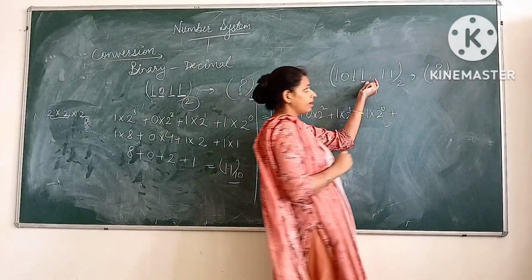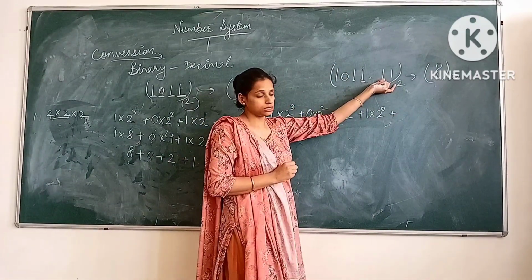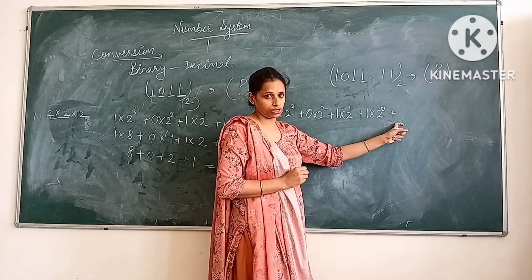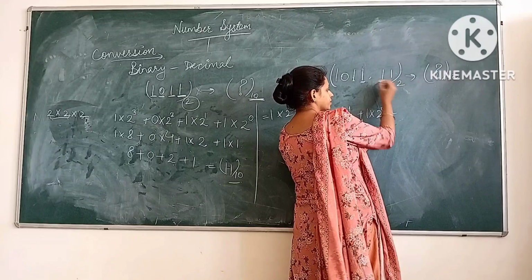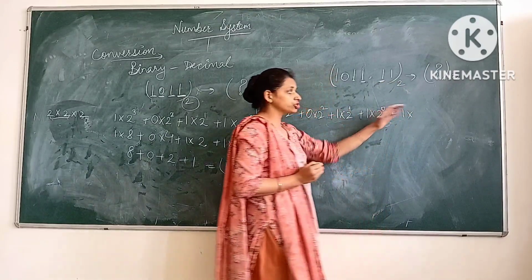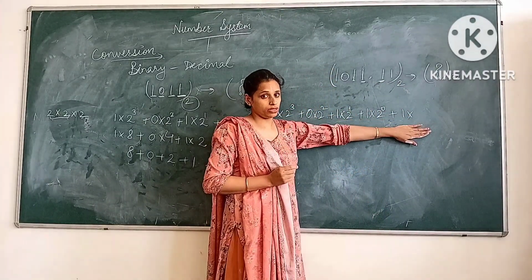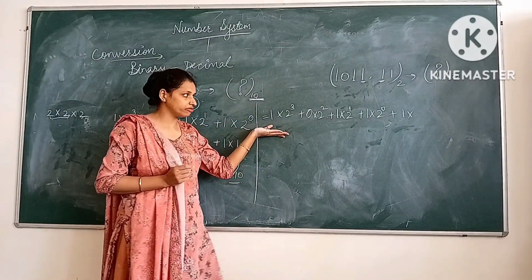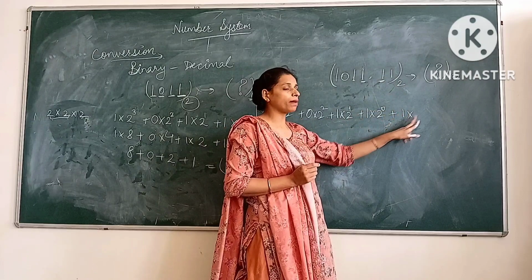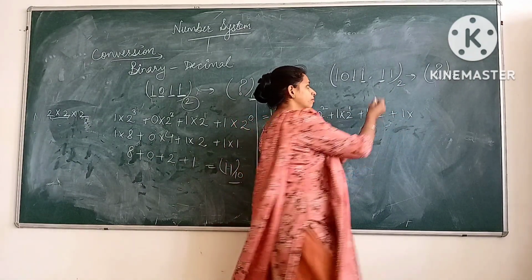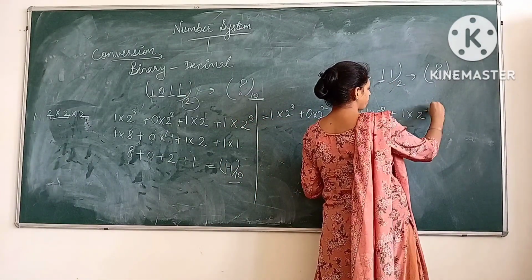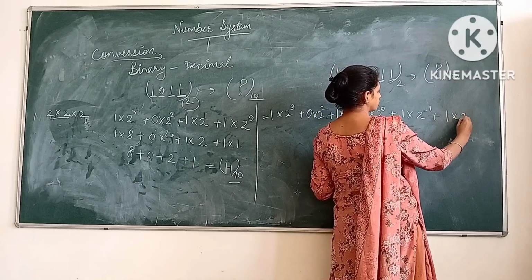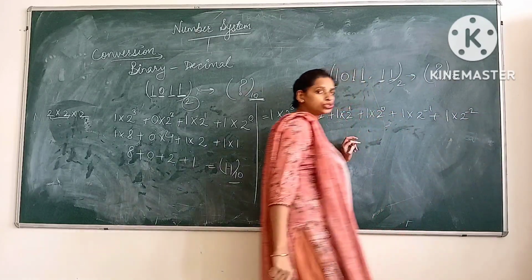Now, after the point, we have to use plus only. We don't put any point here. Plus this 1. Now the power should be negative. Before the point, the increasing power should be positive, but after the point, the power should be negative. So 2 raised to power minus 1, plus next 1 into 2 raised to power minus 2.